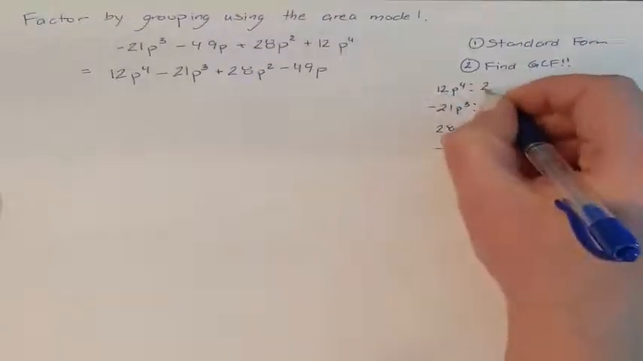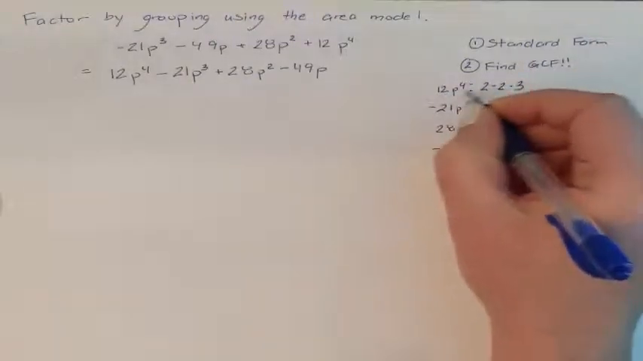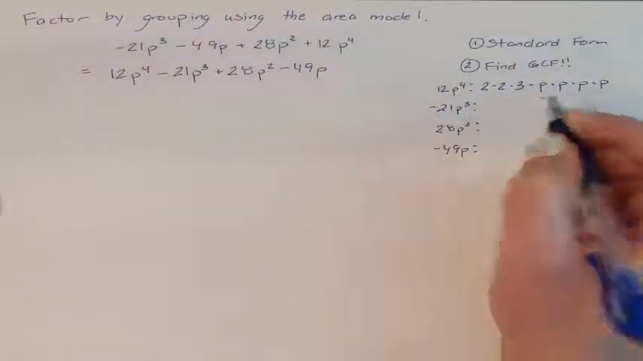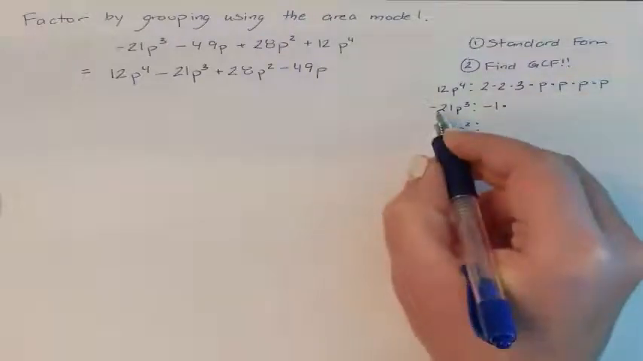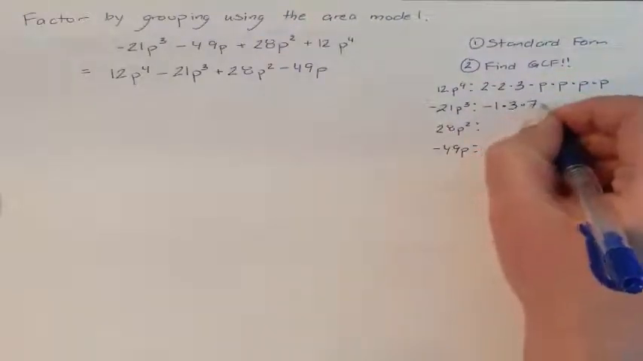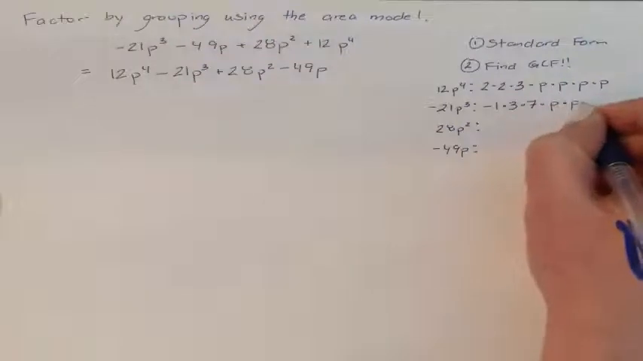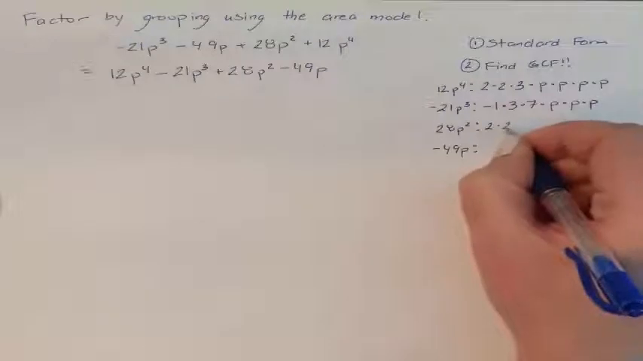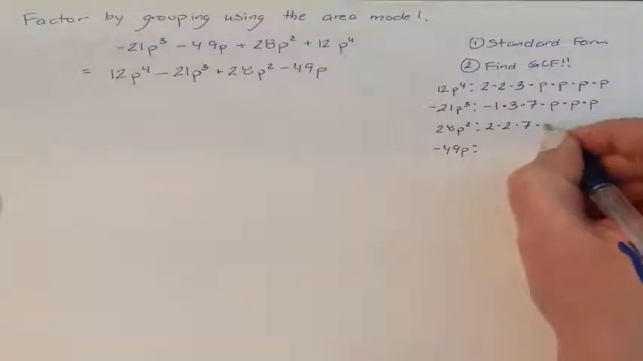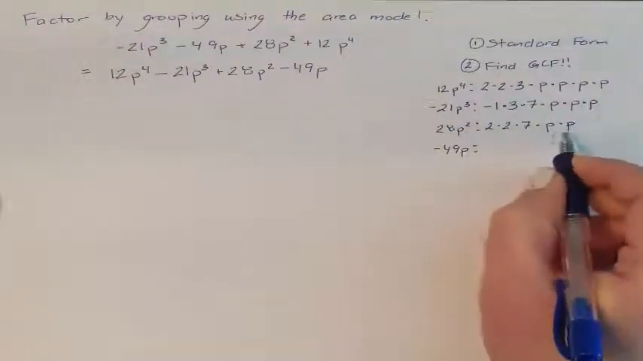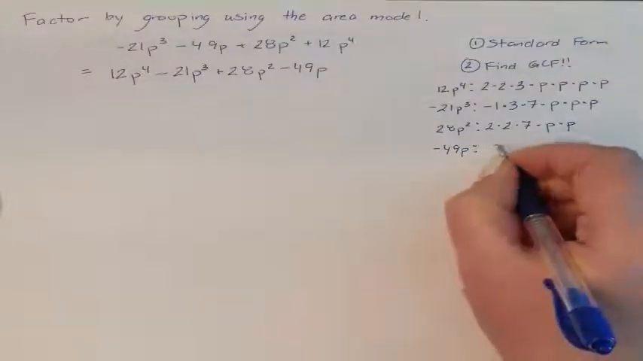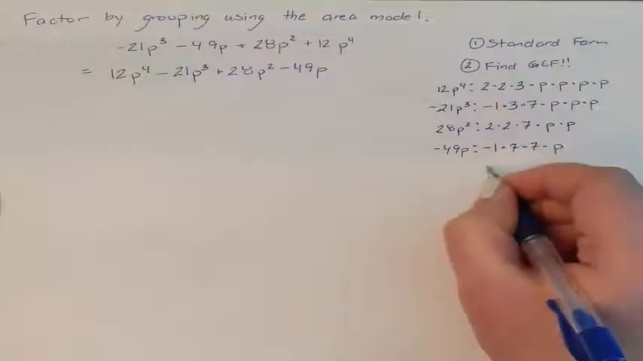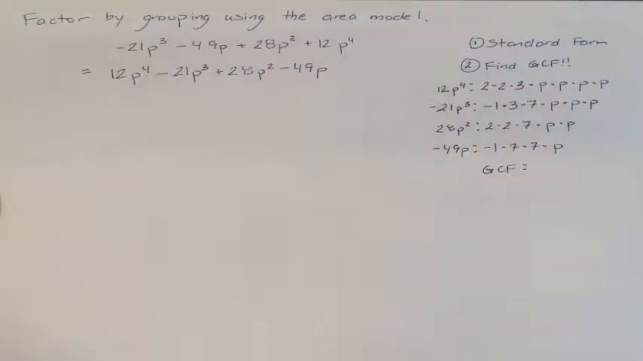So 12 is 2 times 2 times 3, and p to the 4th meant I had 4 of them. The only way to get a negative 21 is if I had a negative 1. 21 must be 3 and 7, and p to the 3rd meant there were 3 of them. 28 is 4 times 7, but 4 is not prime, so 2 times 2 times 7. P squared was 2 p's right there. The only way to get negative 49 is to have a negative 1. 49 is 7 times 7, and then there was a p. So we are looking for our GCF.